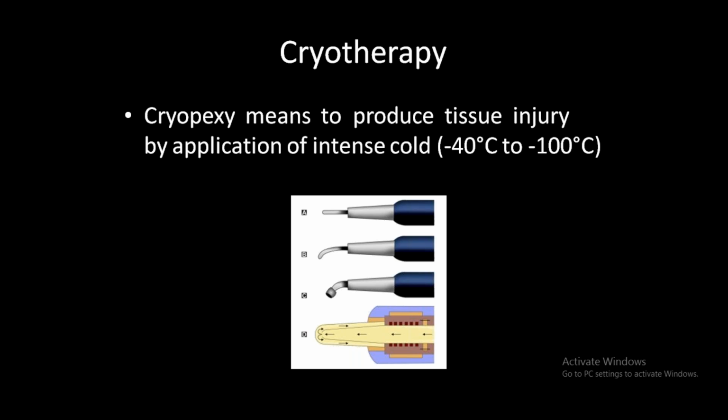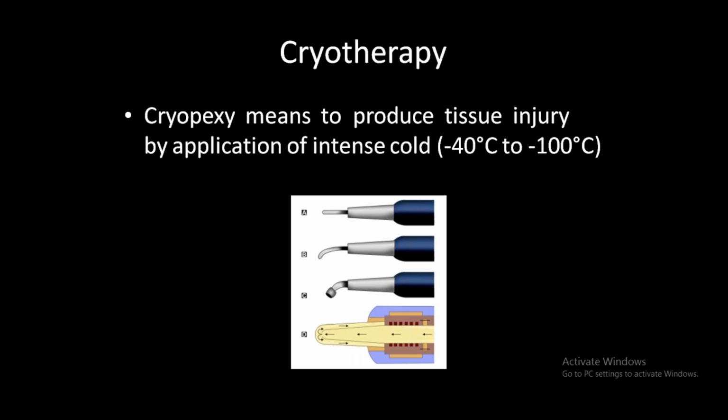Cryopexy or cryotherapy means to produce tissue injury by application of intense cold, between minus 40 degrees Celsius to minus 100 degrees Celsius. What does cryo do? Cryo just freezes the tissue and destroys the tissue. Whenever a tissue is frozen to its maximum extent, the circulation is hampered and the tissue gets destroyed. So it is an irreversible destruction, an irreversible phenomenon. Once it is destroyed, it does not recover.